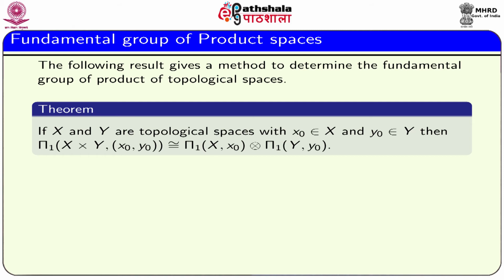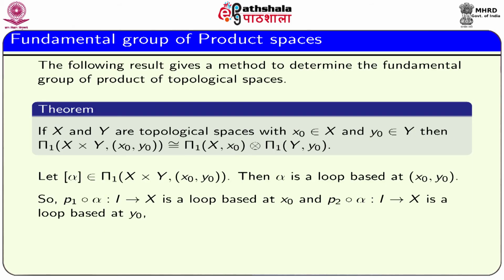Suppose X and Y are topological spaces, and we fix two points: x0 from capital X and y0 from capital Y. We shall show that the fundamental group of X product Y with respect to the base point (x0, y0) is isomorphic to the direct product of the fundamental groups pi 1 (X, x0) and pi 1 (Y, y0).